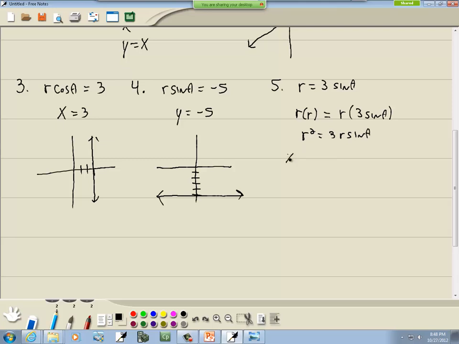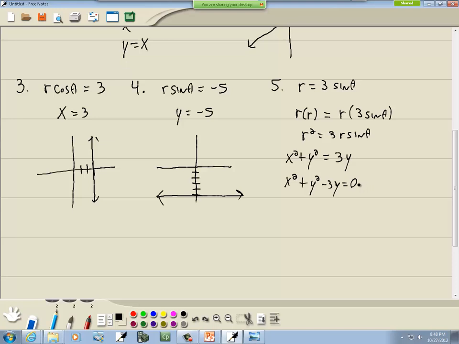Now r squared is x squared plus y squared. And r sine theta is equal to y. Well, we want to get everything on one side and 0 on the other for this particular problem. So we've got x squared plus y squared minus 3y equals 0.